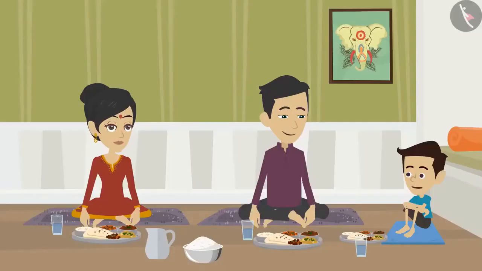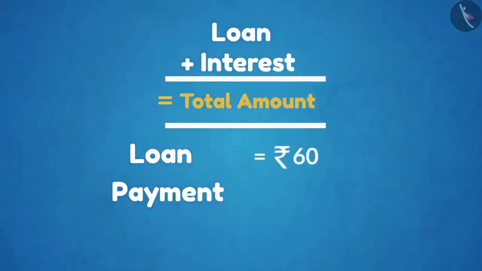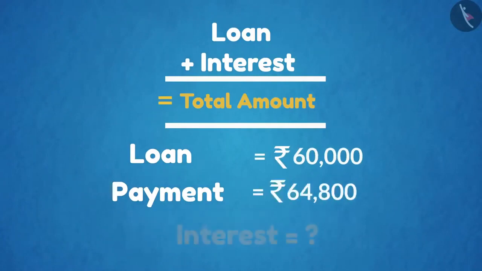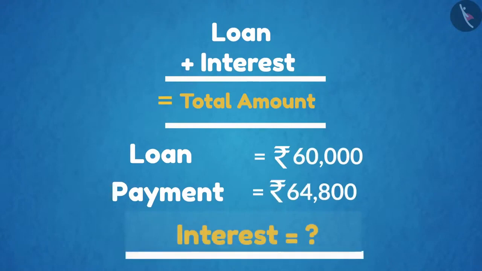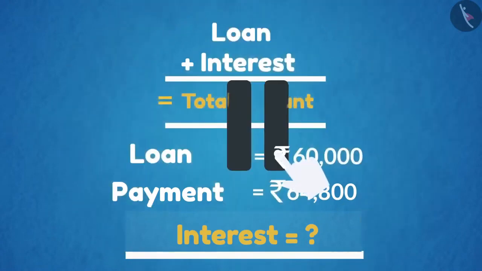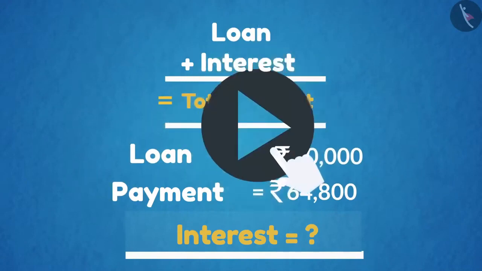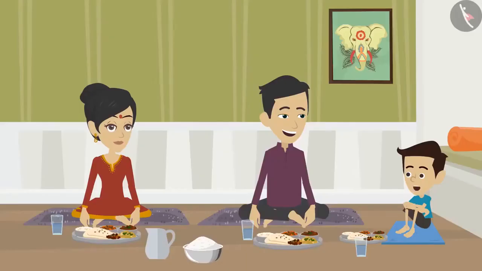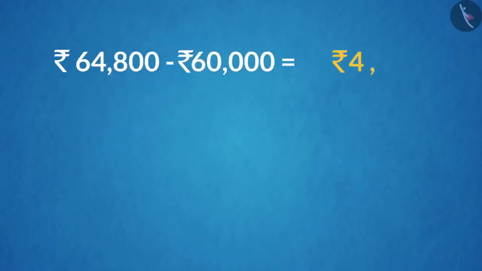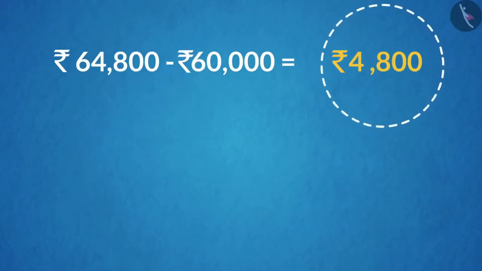But Dad, how do we know the amount of interest that we have to pay? Look, if I take 60,000 rupees to start my work and I have to pay 64,800 rupees after 1 year, then how much interest do I have to pay? You can pause the video if you want and think about it. If we subtract 60,000 from 64,800, we get 4,800. That means you have to pay 4,800 rupees as interest.